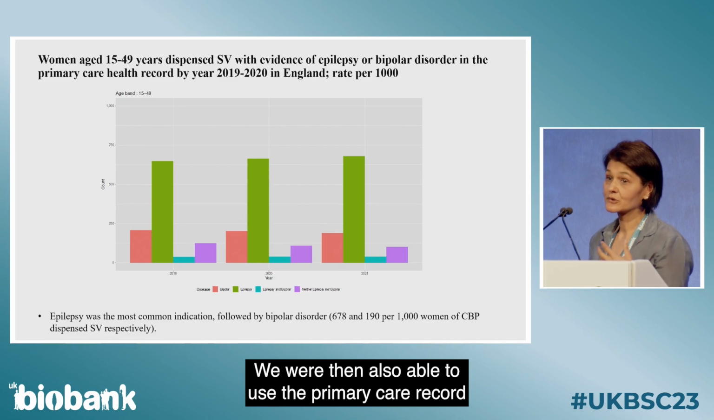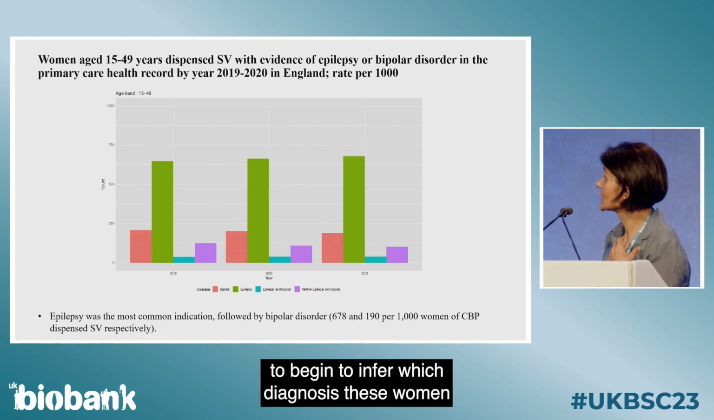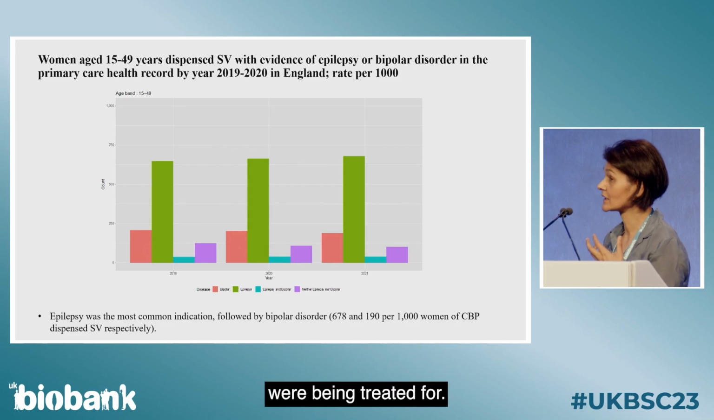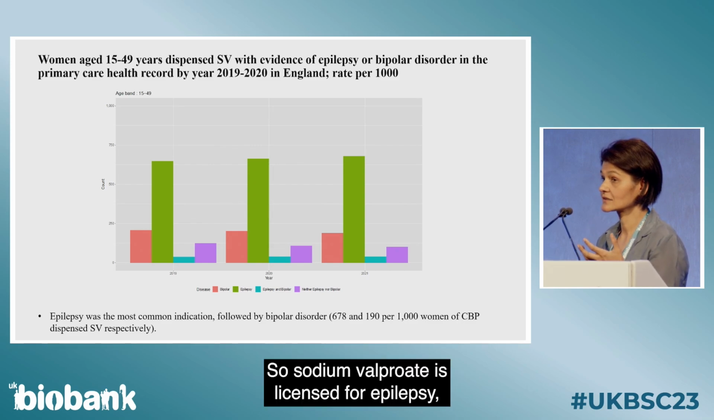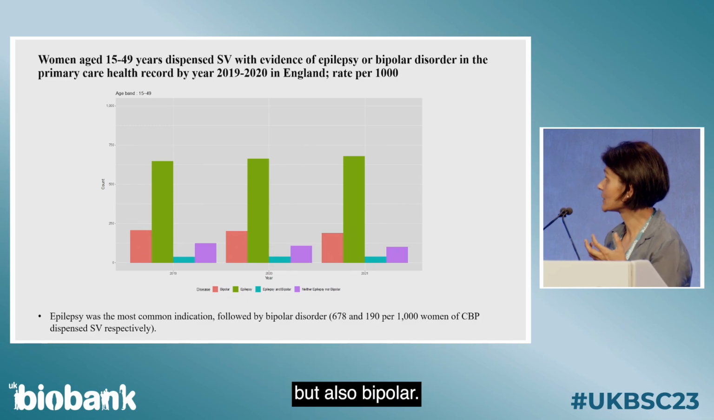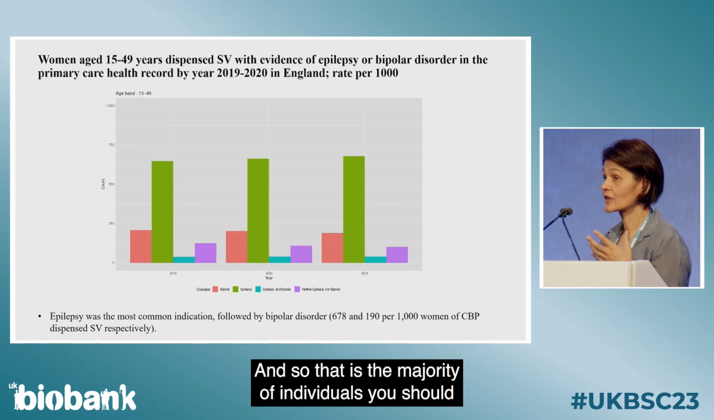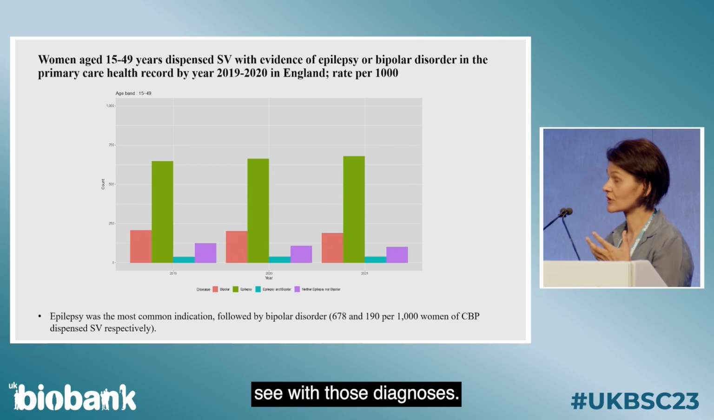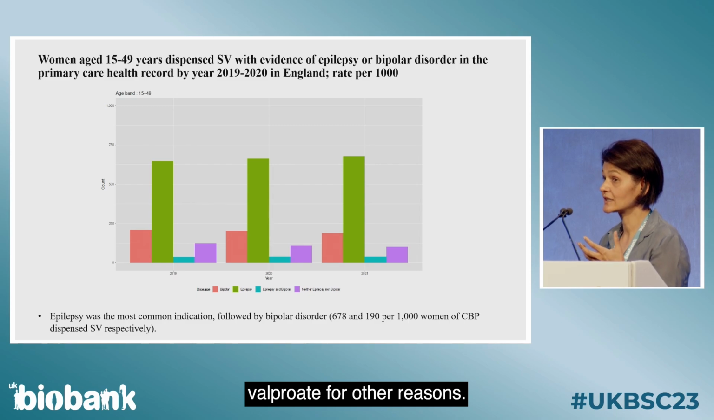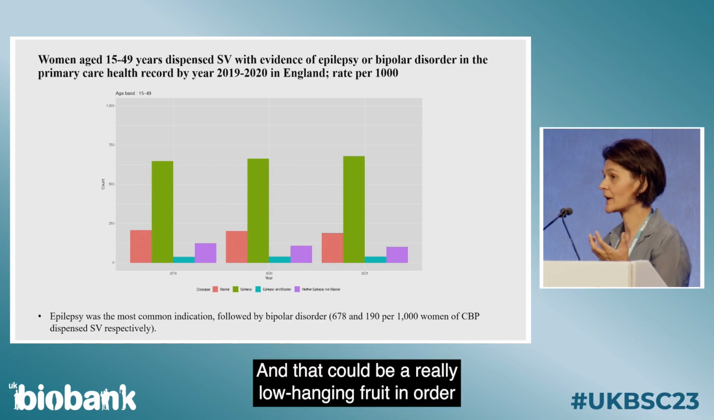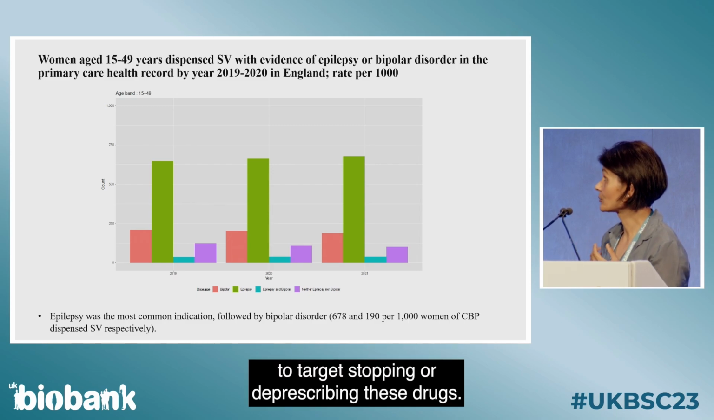We were then also able to use the primary care record to begin to infer which diagnosis these women were being treated for. So sodium valproate is licensed for epilepsy, but also bipolar disorder, and that is the majority of individuals you should see with those diagnoses. But we did find that there were women who were on valproate for other reasons, and that could be really low-hanging fruit in order to target stopping or deprescribing these drugs.